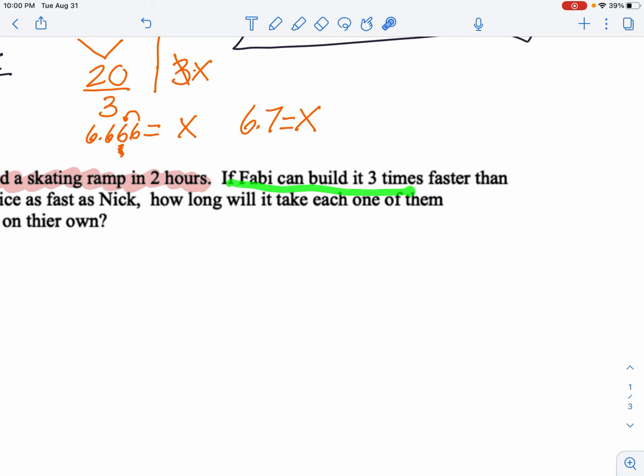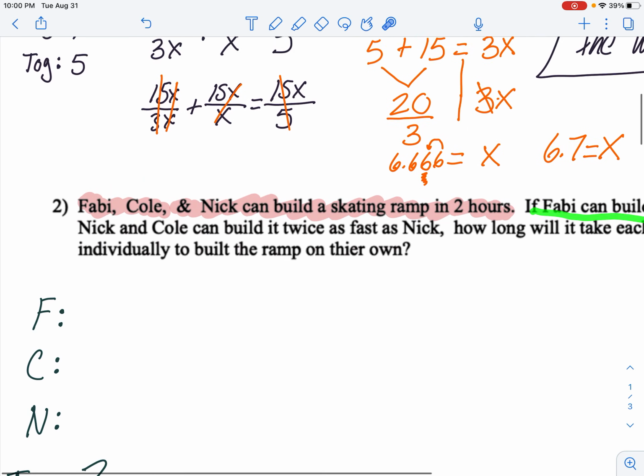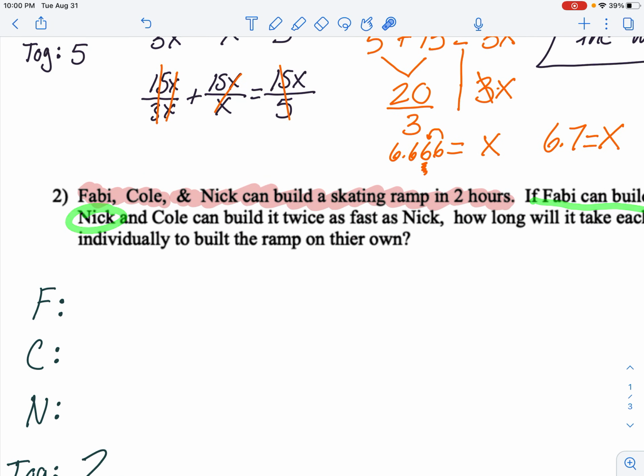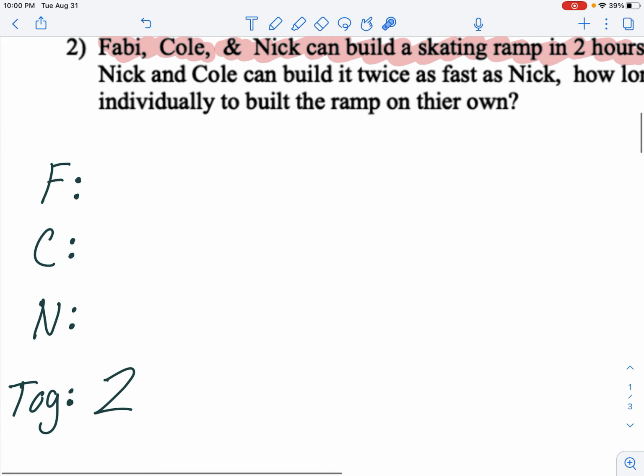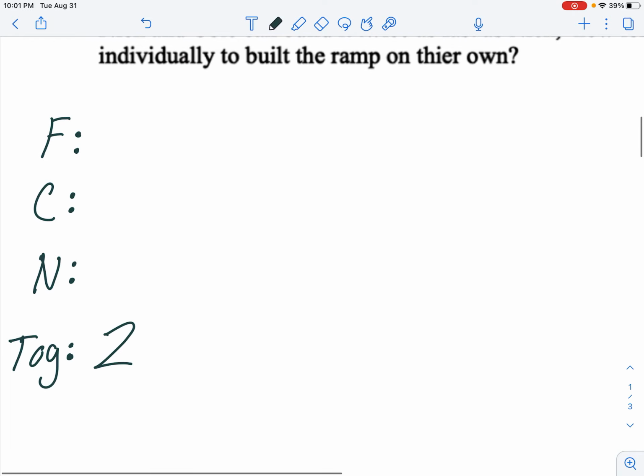What else do we know? It says Fabi can build it 3 times faster than Nick, right? So that means that Nick is going to take more time. So if Fabi can build it in x, we don't know, then Nick builds it in 3 times x because it takes him more time. So we multiply it by 3, right?